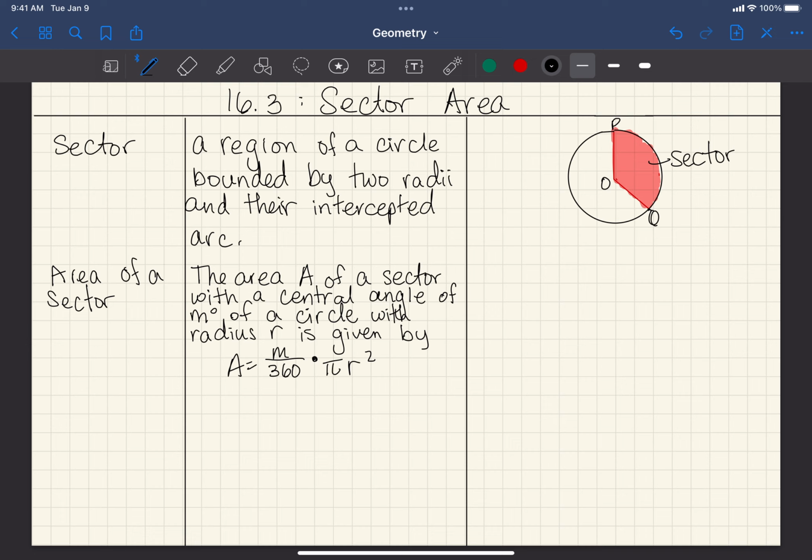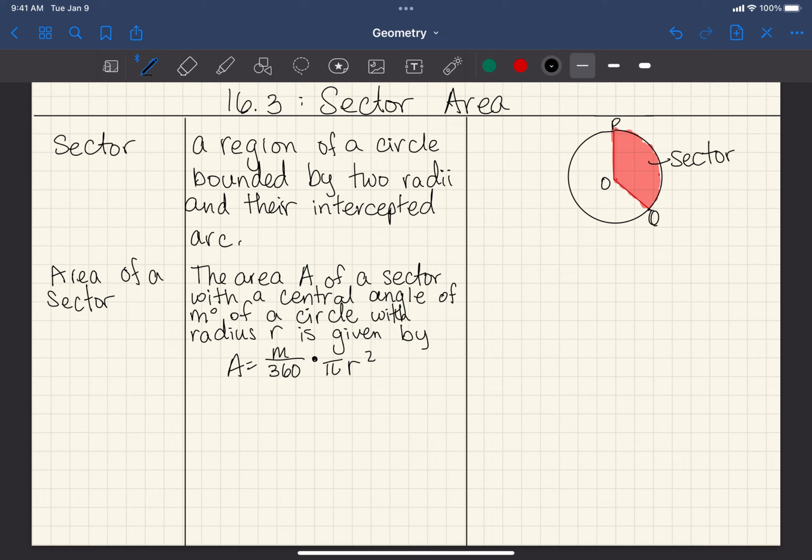Alright, so today it's 16.3. This is sector area. A sector is a region of a circle bounded by two radii and their intercepted arc. So here's an example of a sector. You can see it's the shaded part, right? Here are my two radii. That means I go from the center of my circle to an end of the outside of the circle. Okay, and that shaded area in between is considered the sector.